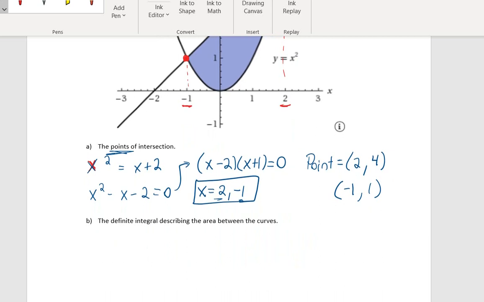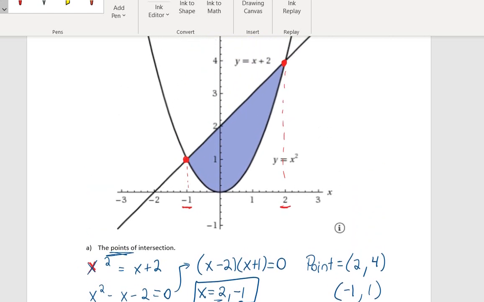Now I want to write down the definite integral that describes the area between these curves. So my integral is going to go between the x values of -1 to 2. And remember, you're always going to do the top minus the bottom. So our top function is x plus 2 minus our bottom function, which is x squared. I always like to put parentheses so I make sure I don't goof up if I have to distribute this guy. So remember, whenever you're doing this, it's going to be the top function minus the bottom function.